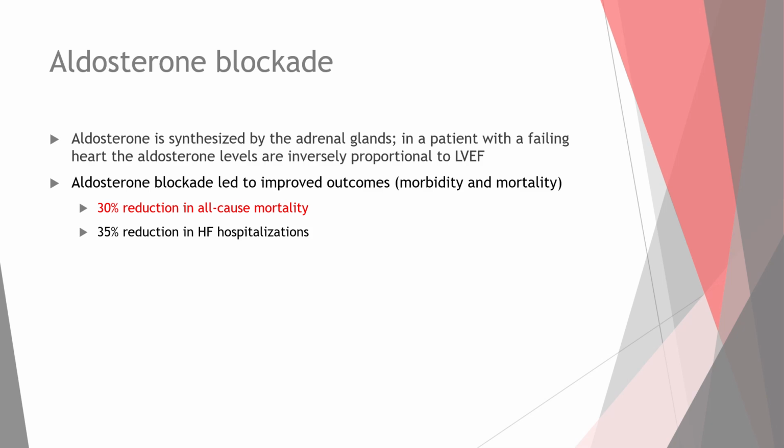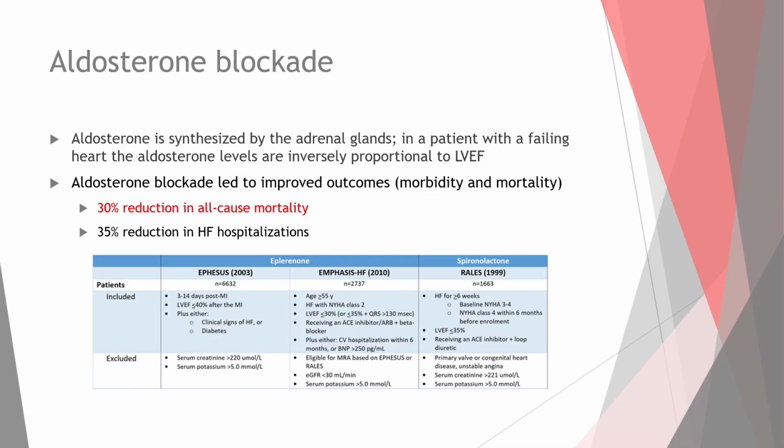What about aldosterone blockade? Aldosterone is synthesized by the adrenal glands. In patients with a failing heart, the aldosterone levels are inversely proportional to the ejection fraction. Aldosterone blockade led to an improvement of outcomes of both morbidity and mortality, a 30% reduction in all-cause mortality. These are some of the trials examining eplerenone versus spironolactone.